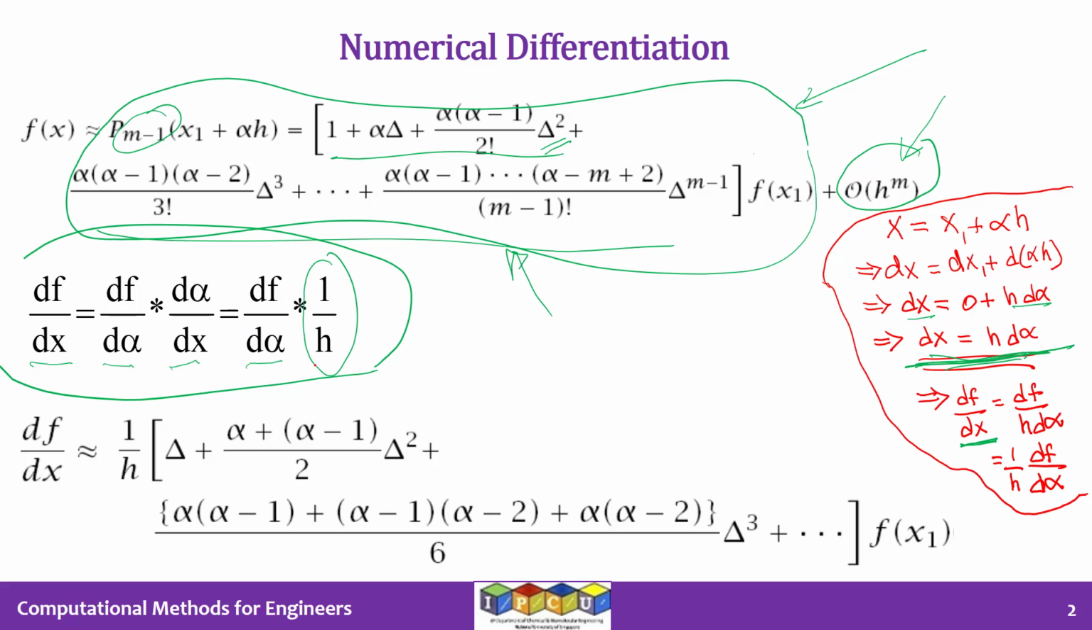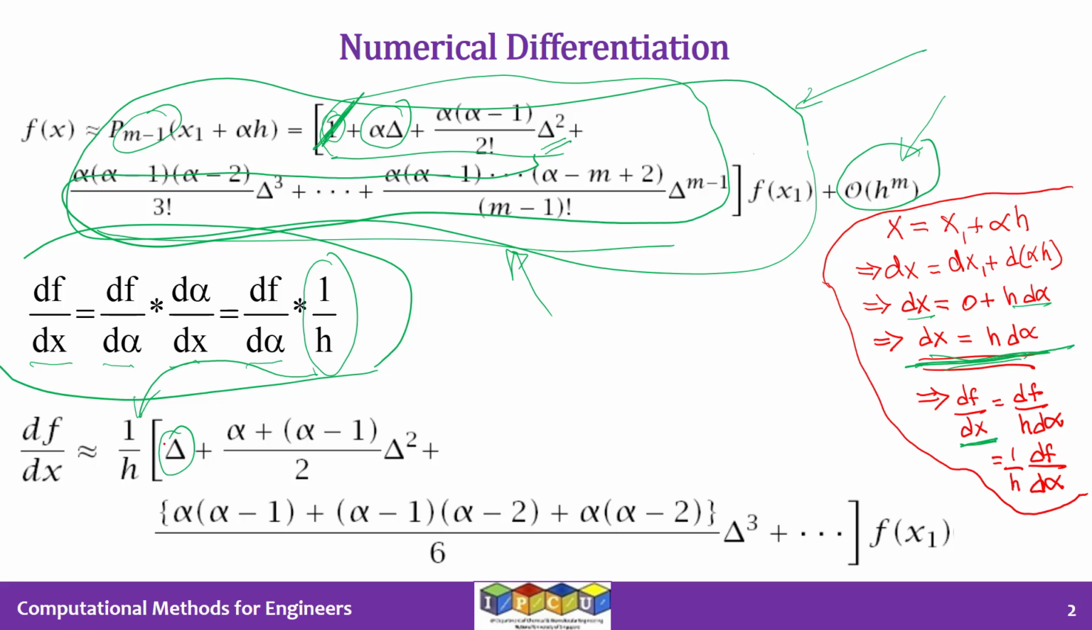So what we do here is we are going to keep this 1 by h, right? So 1 by h is there, and whatever is inside the square brackets right here in the expression for f or the approximation of f, I'm going to differentiate it term by term with respect to alpha. So when I differentiate 1 with respect to alpha, that is going to be 0. So this does not contribute anything for the df by dx term. Now, if I take this term and differentiate with respect to alpha, I'm going to get delta. So delta. If I take this term, it's going to be alpha squared minus alpha by 2 factorial and del squared.